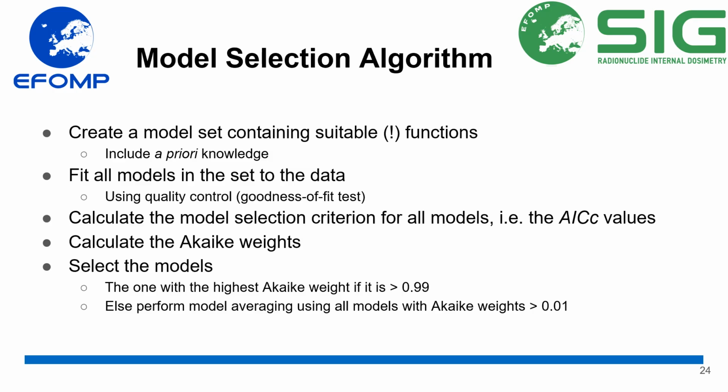The one with the highest Akaike weight, if it is larger than 0.99, and else, if it is lower, you can perform model averaging using those models with an Akaike weight larger than 0.01. Model averaging is simply taking, for example, the time-integrated activity for models A and B and calculating the weighted sum with the Akaike weights.